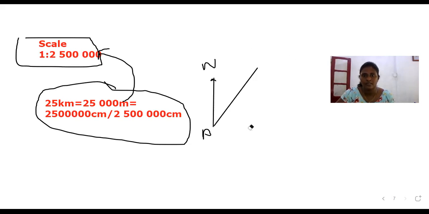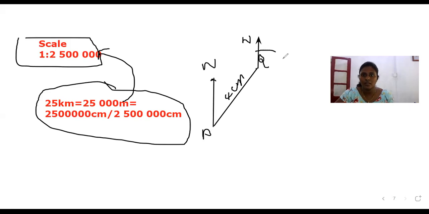And I just erased this. I just showed you that to show you now our distance PQ is 4 centimeters. So take 4 centimeters, only up to 4 centimeters you are drawing. So this is the position of Q. Then from Q, draw a north.